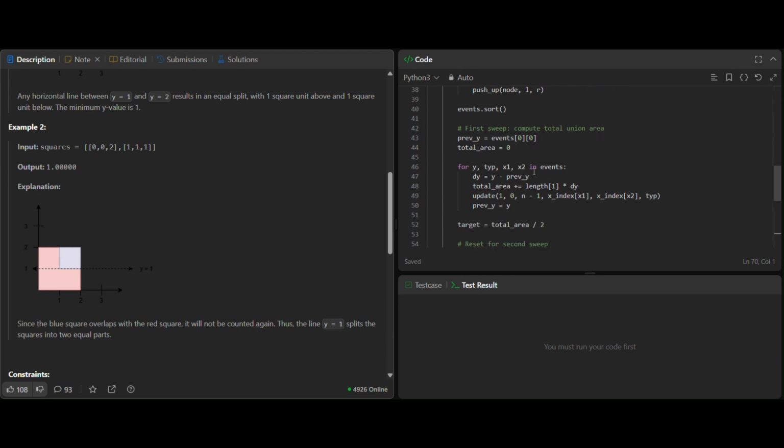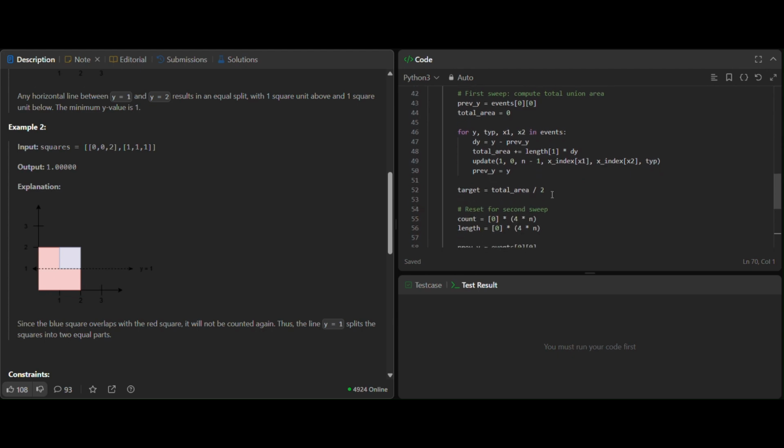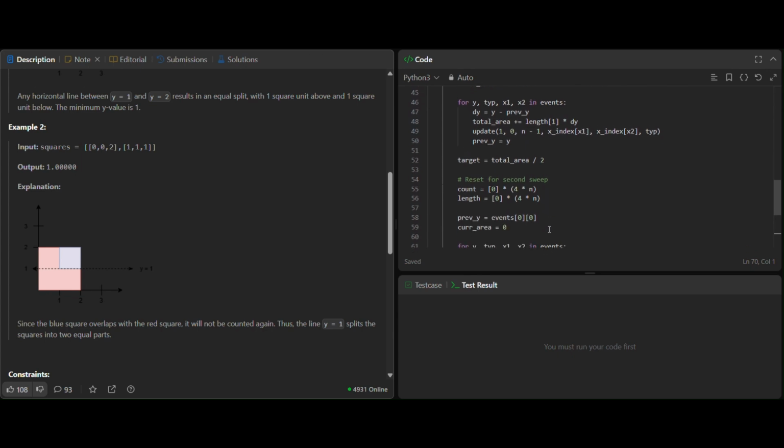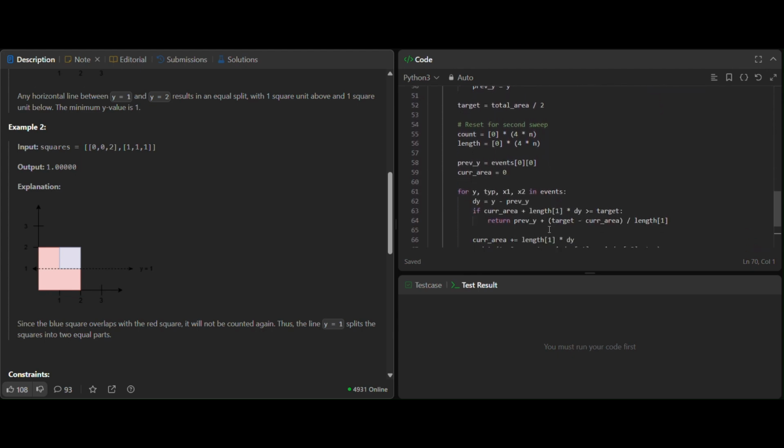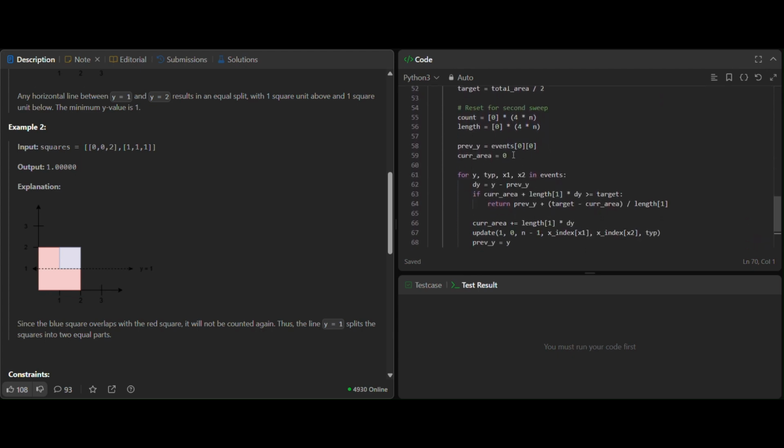We sort the events by y-coordinate. In the first sweep, we compute the total union area. We track the previous y, and for each event, compute the vertical distance dy, multiply by the current covered length, and add to the total area. Then we update the segment tree according to the event type. The target area is half of the total union area.